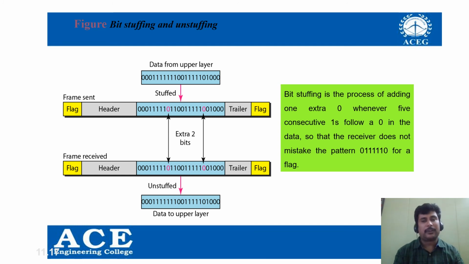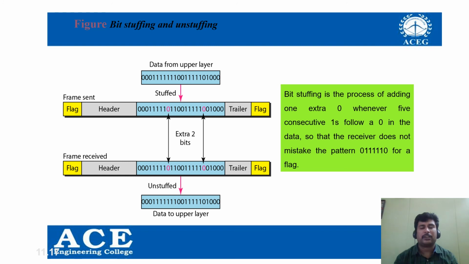So bit stuffing is a process of adding one extra 0 whenever 5 consecutive ones follow a 0 in the data, so that the receiver does not mistake the pattern 0 1 1 1 1 1 1 0 for a flag. So this process is called bit stuffing, and at the receiver when you remove it, you refer to it as bit unstuffing.